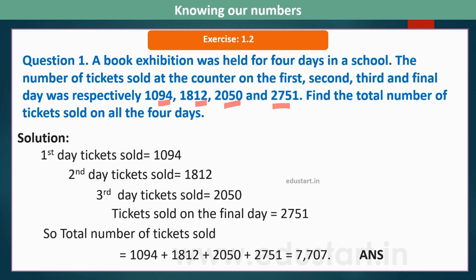First day, how many tickets sold? 1094. Second day, 1812. Third day, 2050, and on the fourth day or the final day, 2751. So the total number of tickets sold is equal to the sum of all the 4 days' tickets. If we add all, this is the answer, 7707. Clear?